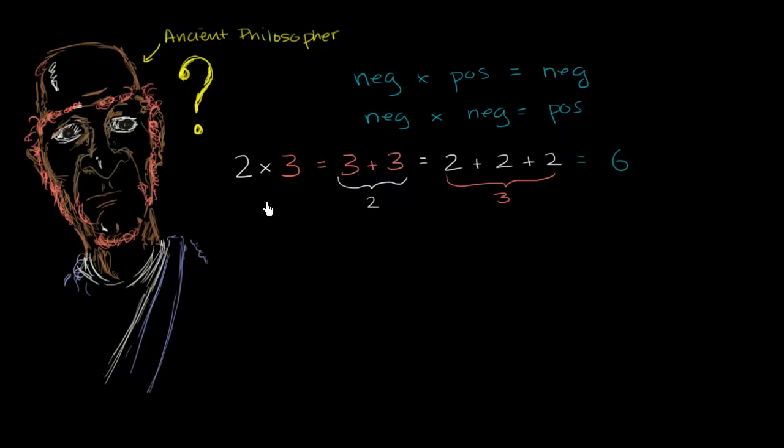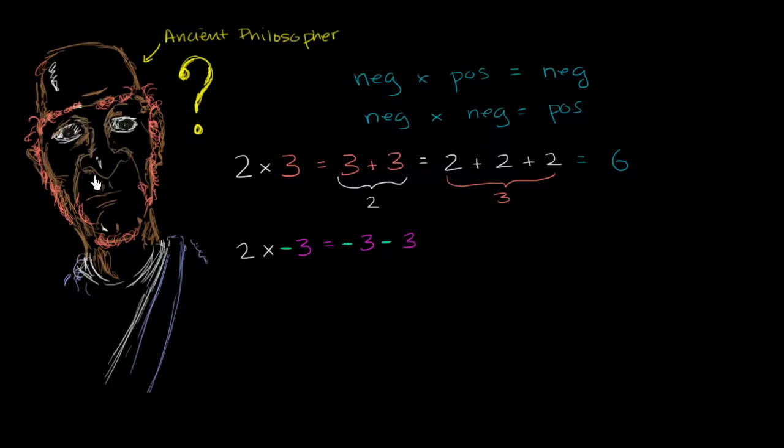Now let's try to make one of these negative and see what happens. Let's do 2 times negative 3. And I'm going to make the negative in a different color. 2 times negative 3. Well, one way you could view this is just the same analogy here. It's negative 3 twice. So it would be negative 3, and I'll try to color code it. Negative 3, and then another negative 3. Or you could say negative 3 minus 3.